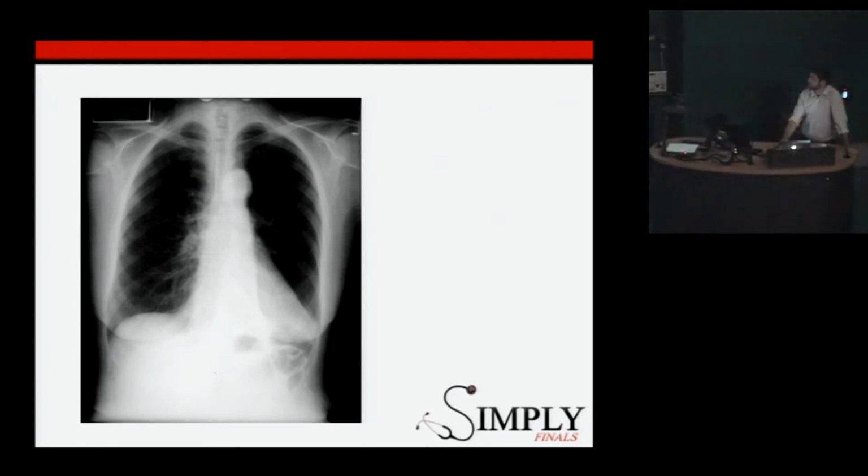So just some spot diagnoses. What's the main abnormality? So, sail sign. We've all heard of that. So this apparently looks like a sail here, the heart. And that's a sign of what? Left lower lobe collapse. Yeah.